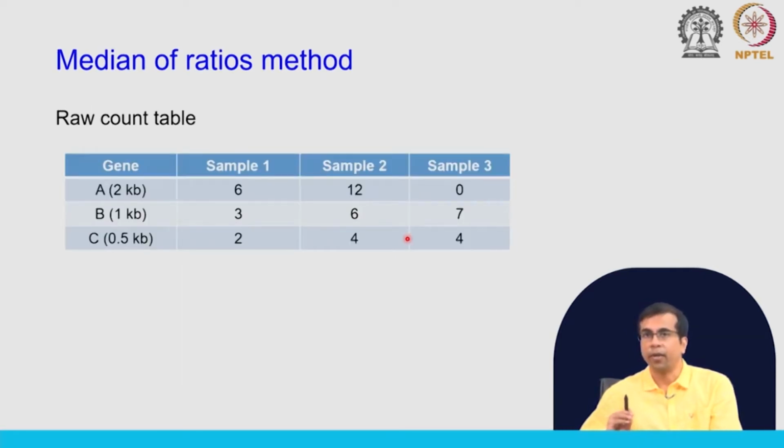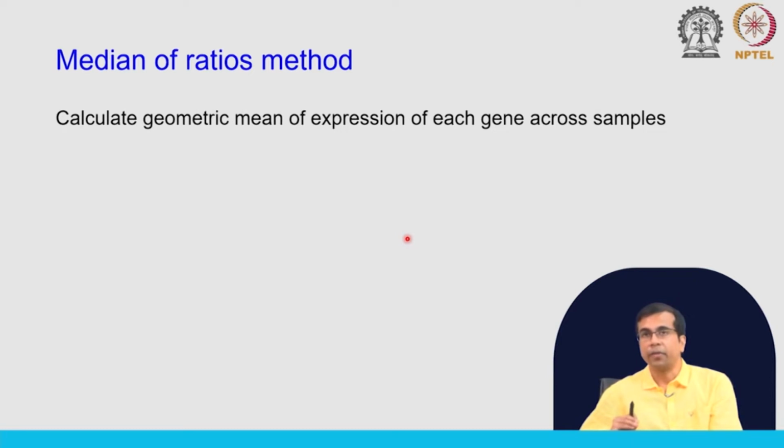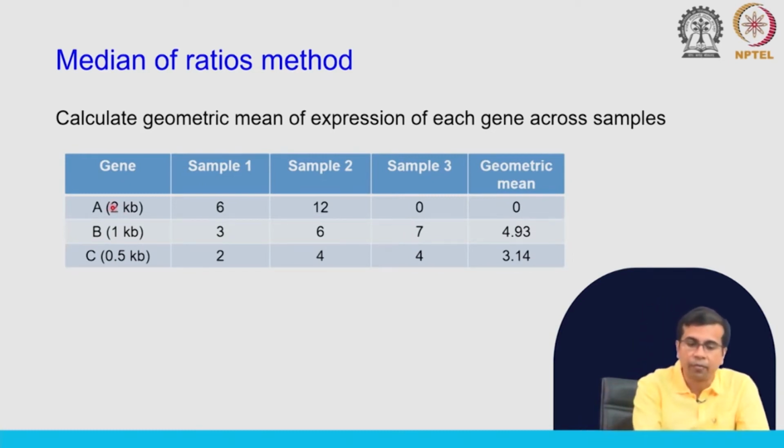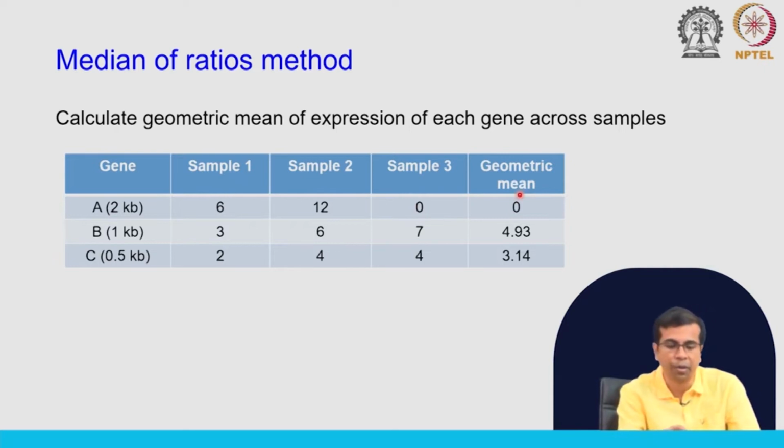We come back to the same example. So, we have sample 1, sample 2, sample 3, again we have gene A, B, C, and the first step is calculate geometric mean of expression of each gene across samples. So, we come here to this table. For gene A we have to take these 3 values, 6, 12 and 0, and we have to calculate the geometric mean, which I have written on an extra column here. Because sample 3 read count is 0, this geometric mean will be 0. That is something you probably are familiar with, how to calculate geometric mean.